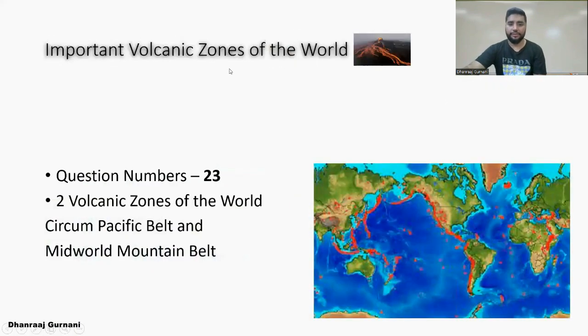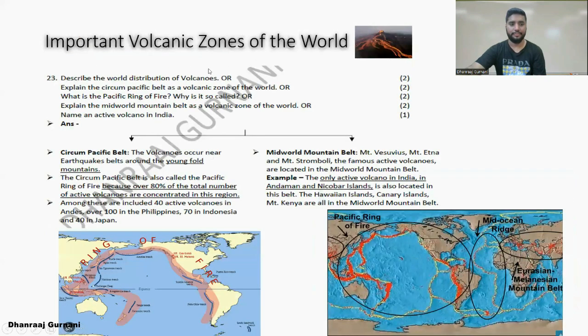Moving to the last answer of your chapter, important volcanic zones. Question number 23, you learn about two important volcanic zones, that is the Circum-Pacific Belt and Mid-World Mountain Belt. Let's see what they are and the examples. Here, describe the world distribution of volcanoes or explain the Circum-Pacific Belt or Mid-World Mountain Belt.